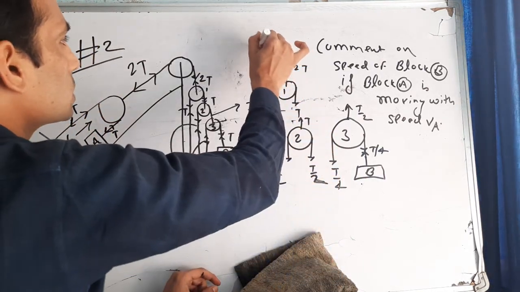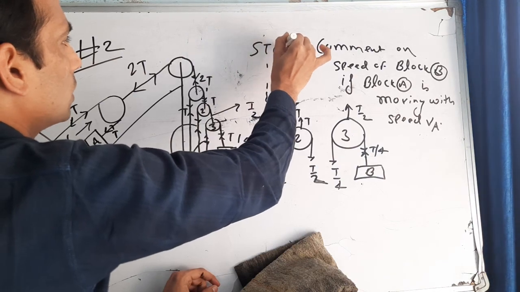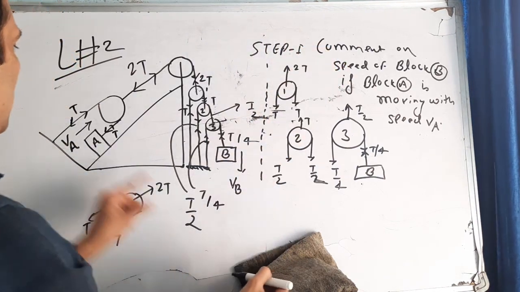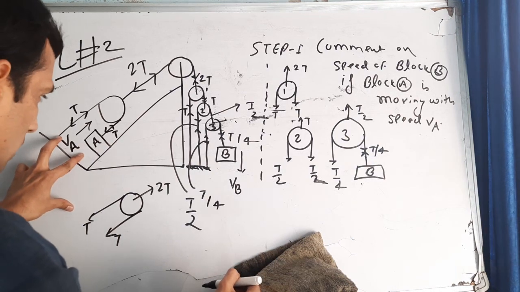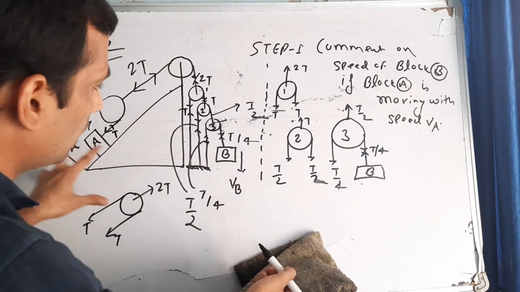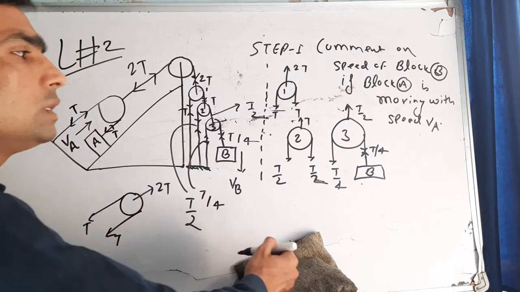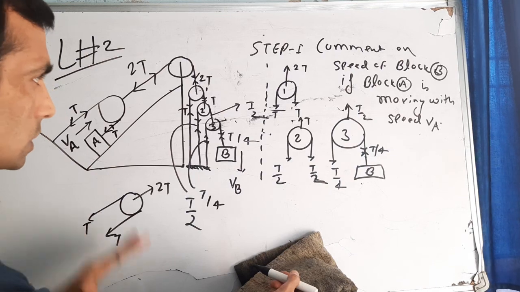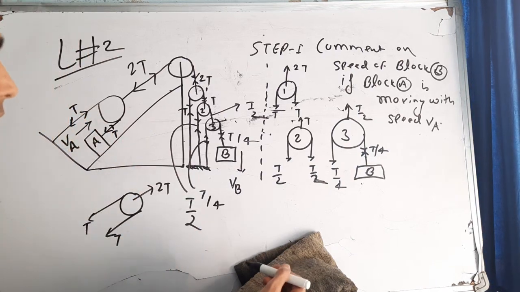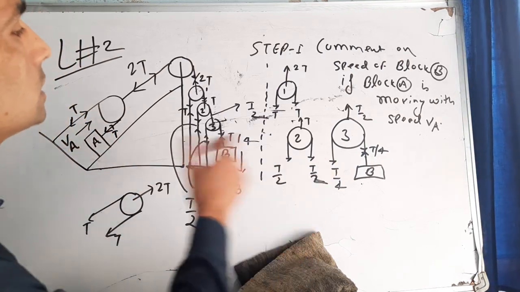This is step number 1 of this question. Step number 2 I have completed. I have already marked the directions of block A, in which direction it is moving, and block B, in which direction it is moving. So now I am going to apply step number 3, because, student, I need space.